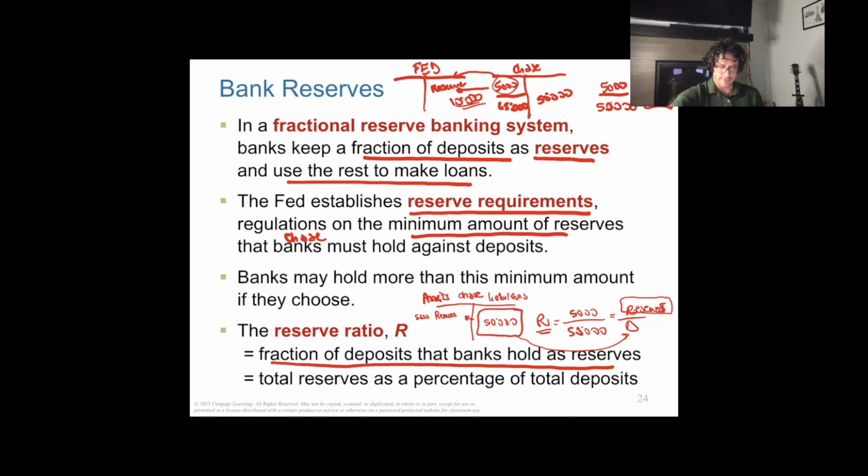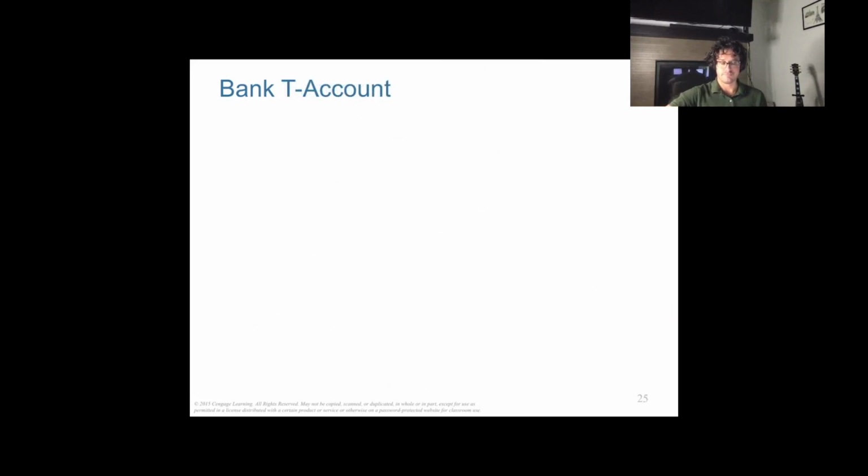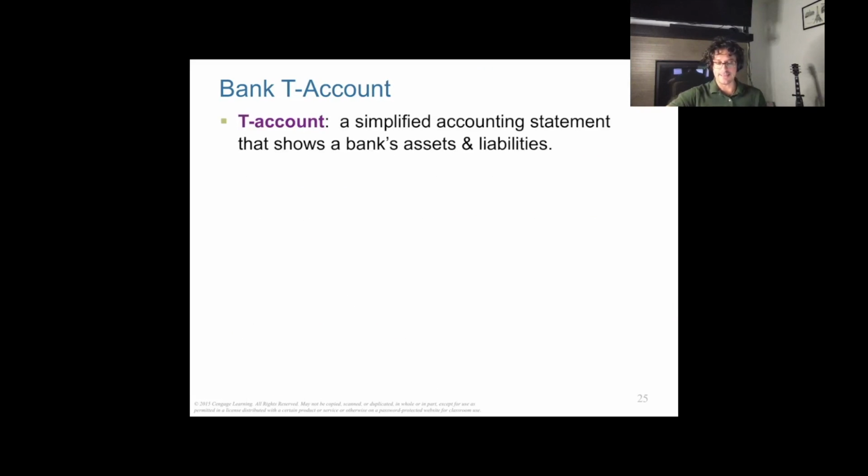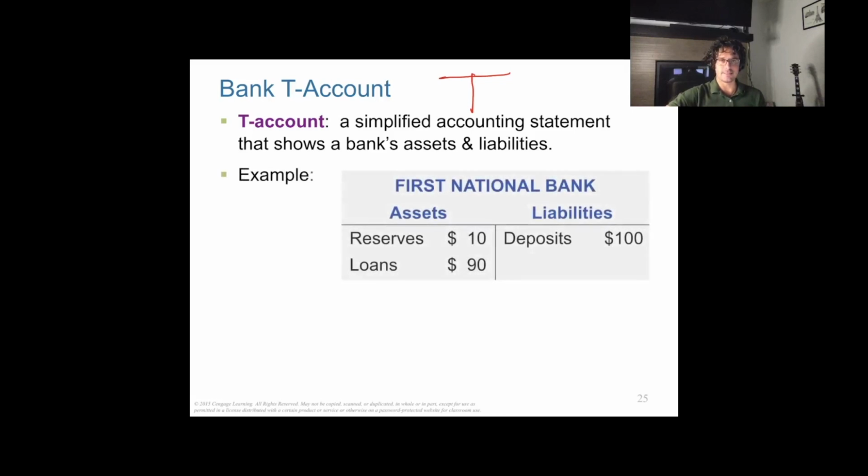So, total reserves as a percentage of total deposits. So, this term here, the reserve ratio, I want you to remember this, is the total reserves as a percentage of the deposits. Okay? Remember what the reserve ratio is. Let's go to the bank T account. So a T account is a simplified accounting statement. I mean, we have been discussing this even before, that shows the bank assets and liabilities.